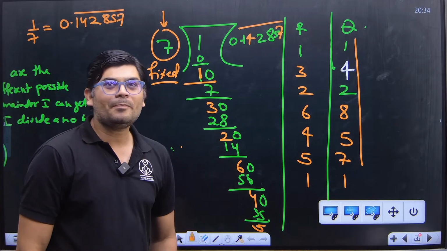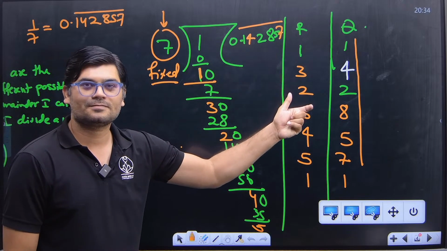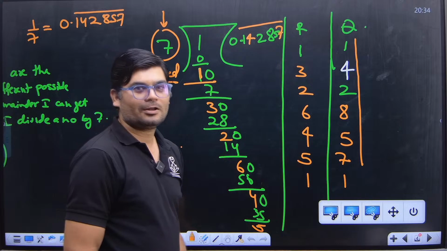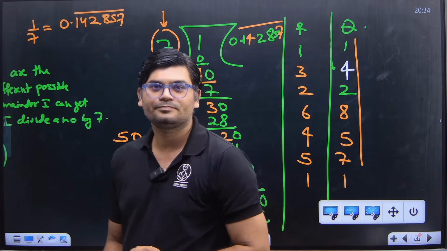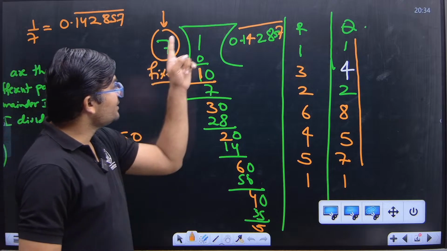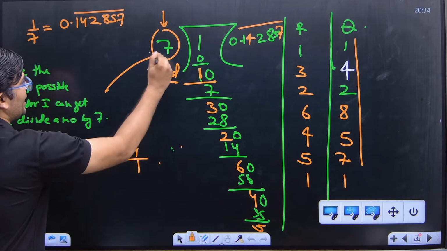So the maximum number of repeating decimals that you can get if you divide a number by 7 is 6. So that's why a number keeps on repeating. That's why we get repeating decimals. Are you getting it? Yes. What is the reason we are getting a repeating decimal? The reason is that we are fixing the divisor.